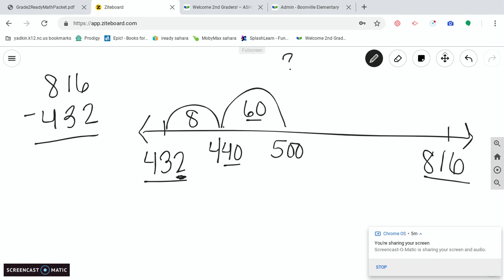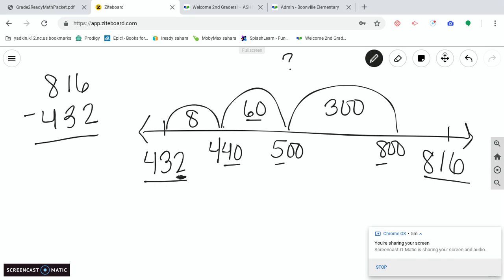Now that I'm at 500, I can add hundreds to get to 800. How many hundreds do I need to get to 800? I have 5, I need 8. I'm going to add 300. 500 plus 300 is 800.